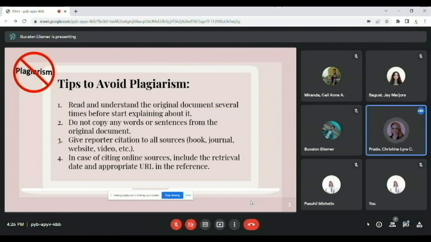Now, let us proceed to the tips to avoid plagiarism. Sometimes, plagiarism involves deliberately stealing someone's work, but more often, it happens accidentally through carelessness or forgetfulness. Turnitin.com, the internet-based plagiarism prevention service, suggests some techniques to avoid plagiarism that teachers, researchers, and students should know.